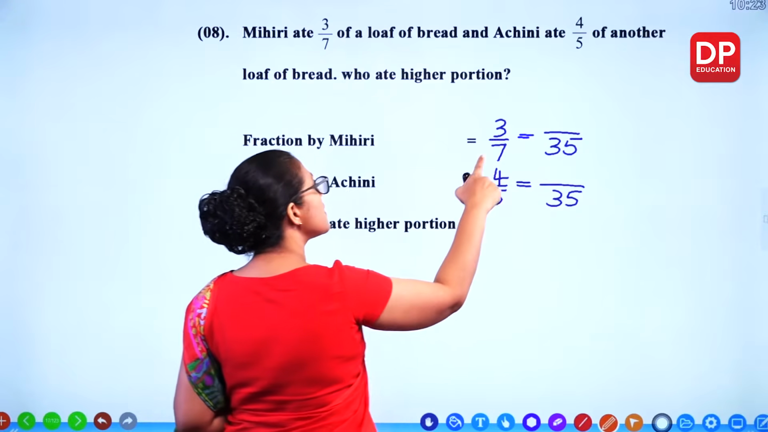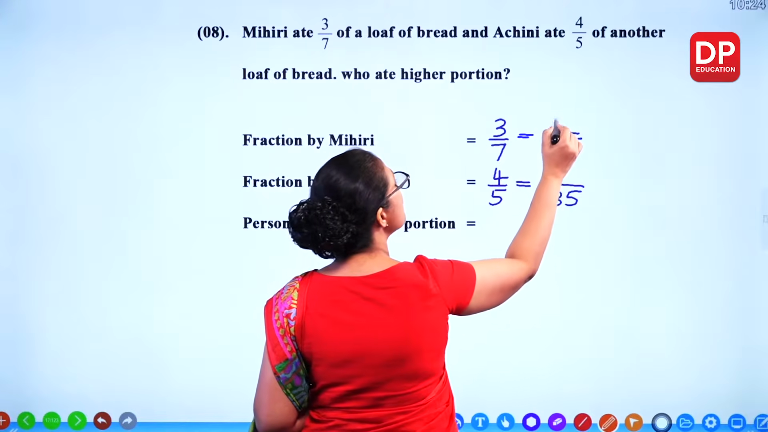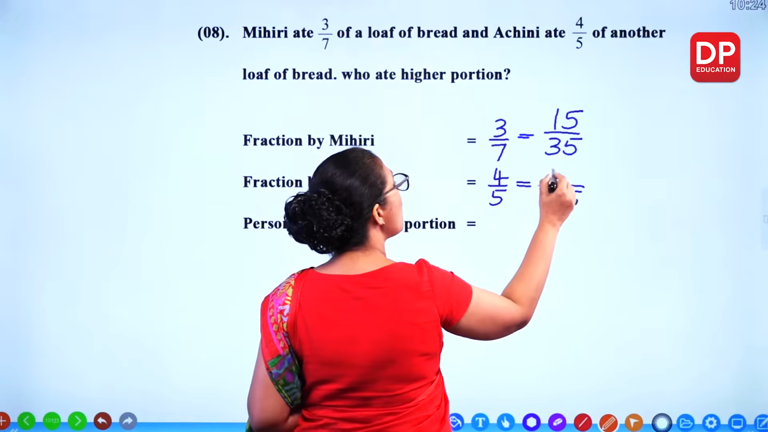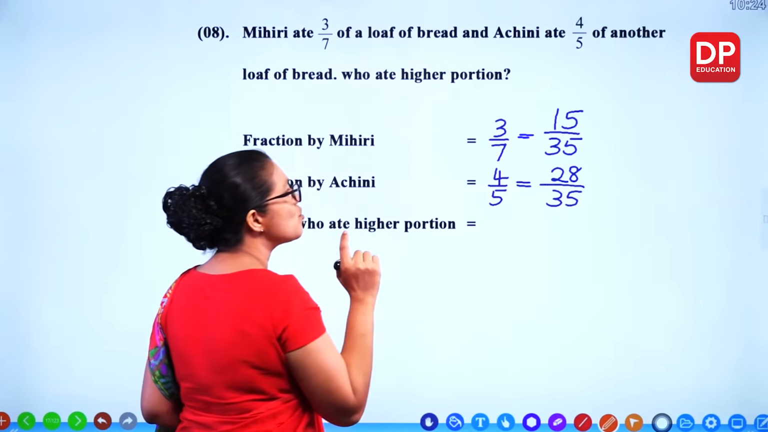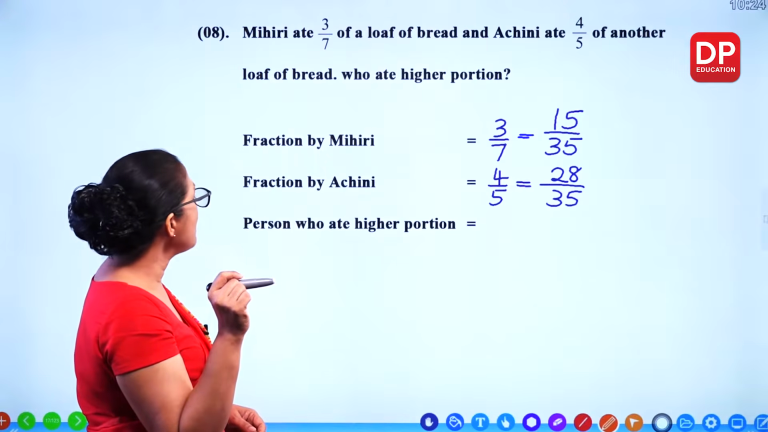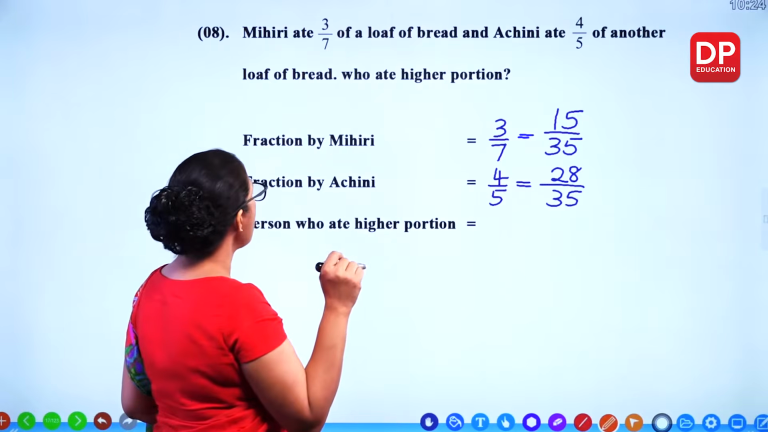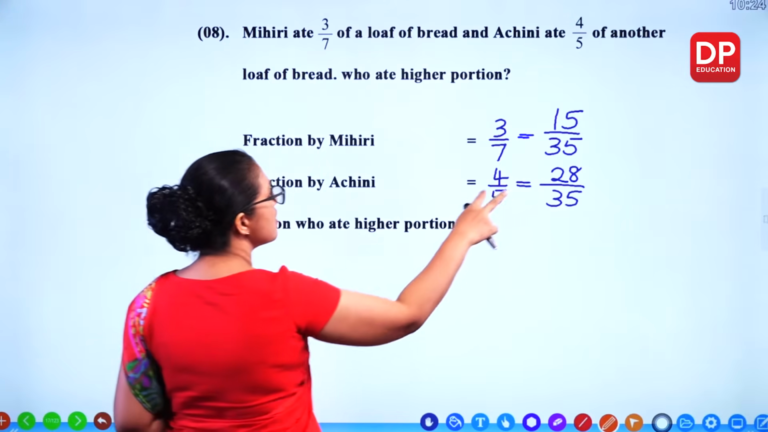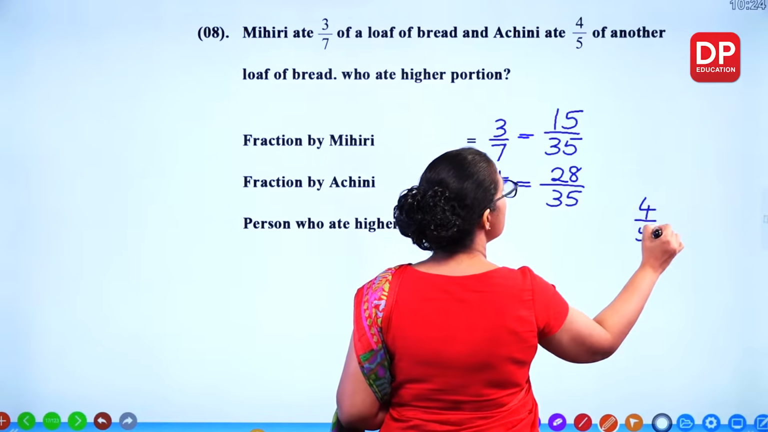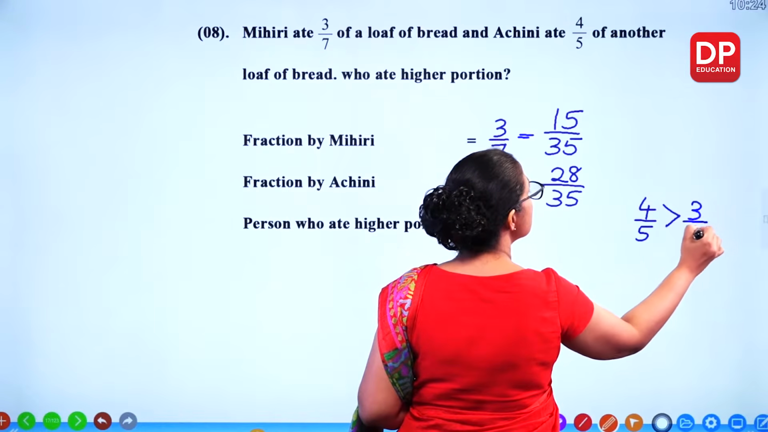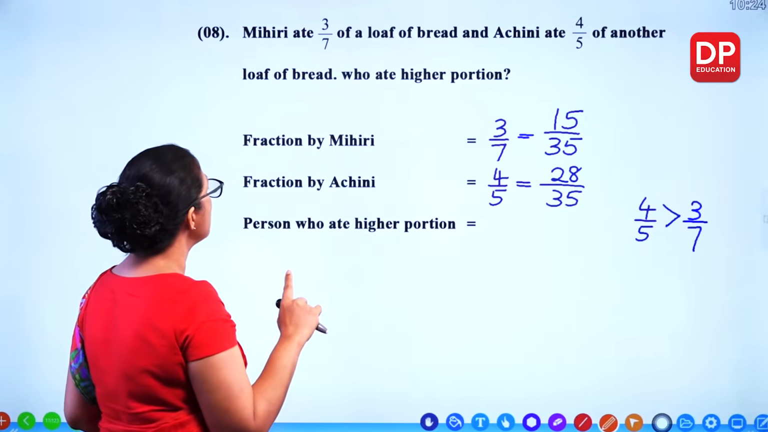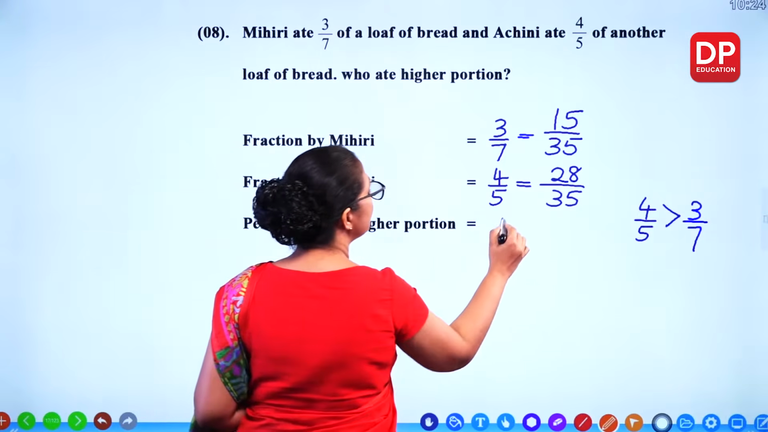How do we do that? 7 times 5. So 5 times 3, 15 here. 5 times 7, 35. 7 times 4, 28. Now which one is bigger? 28 or 15? 28. So that means who ate the higher portion? So we can say this number 4 over 5 is bigger than 3/7. So that means the person who ate the higher portion is Achini.